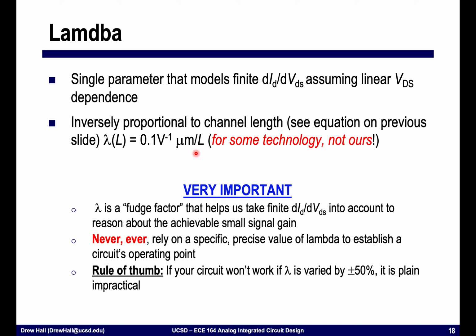And more importantly, when we're talking about DC biasing, you never ever want to rely on a very precise value of lambda in order to establish the operating point. A typical rule of thumb is that if lambda were to change by plus or minus 50%, your circuit should still be able to find an operating point. And if it can't, then you probably need to rethink the architecture or redesign the circuit at a better operating point, because lambda can vary pretty dramatically.